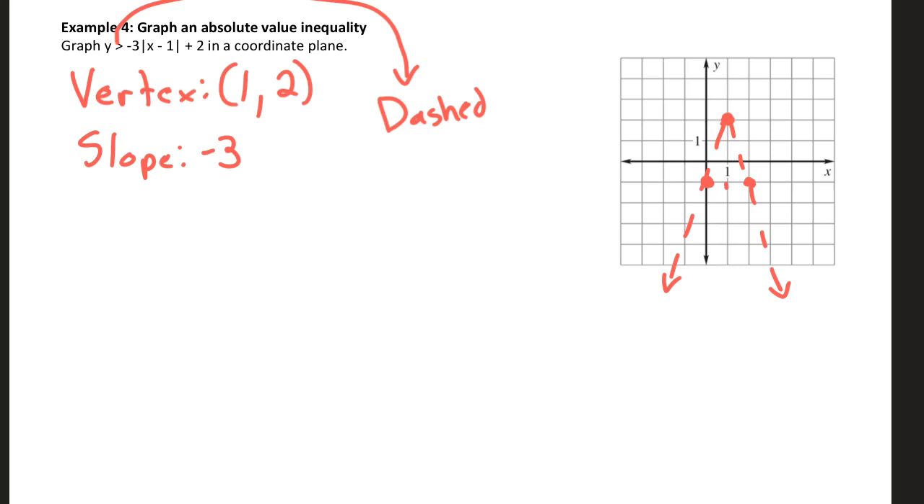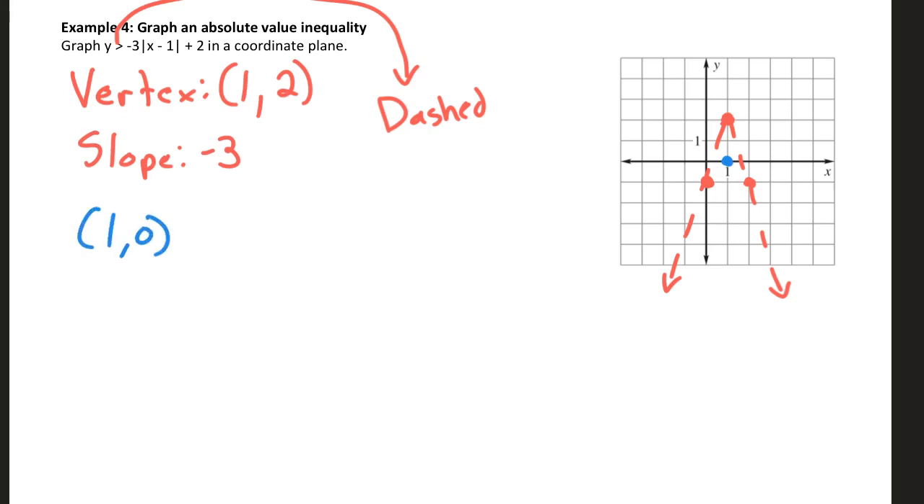And then from there, we've got to figure out where to shade. I don't think the point 0, 0 falls on there, so we could use the point 0, 0. What I'm going to do though, is use a point that I know is underneath right here. I'm going to use the point 1, 0 to test.